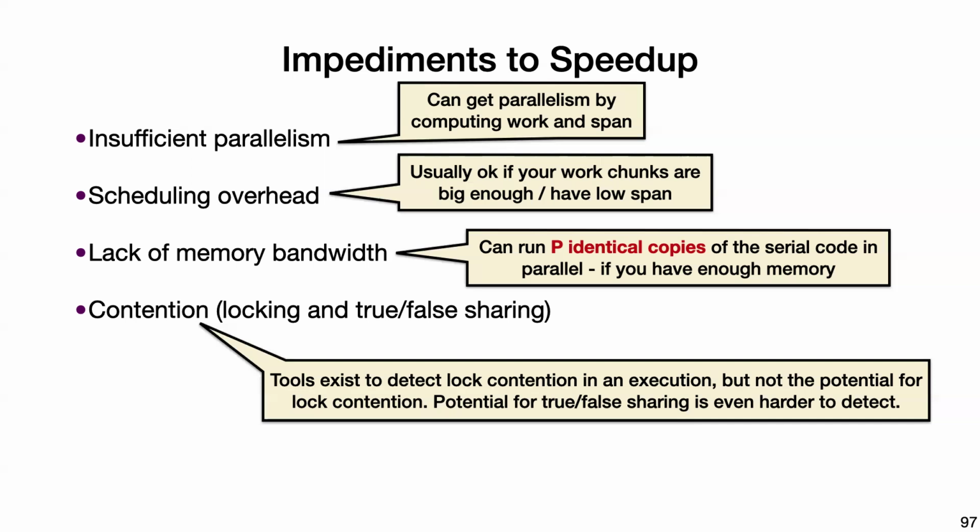There are some tools that can tell you if you have lock contention, but it's a bit complicated because it only tells you what happened when you execute it. It doesn't tell you how much potential you would have for lock contention. Detecting the potential for true and false sharing is even harder because you need to know something about the memory access pattern.